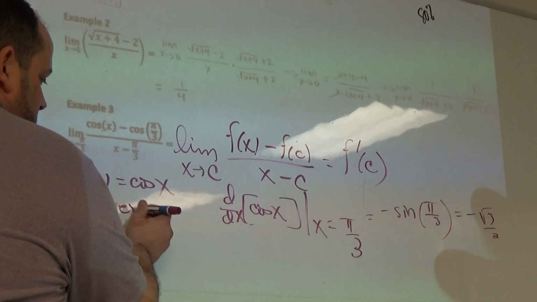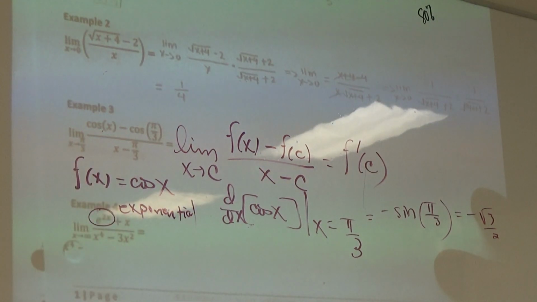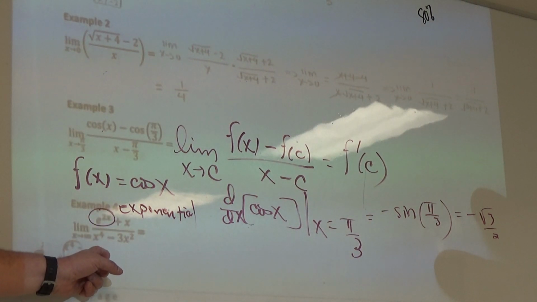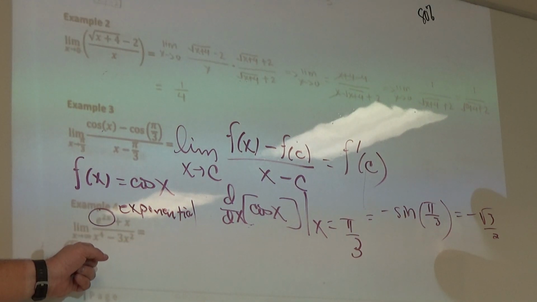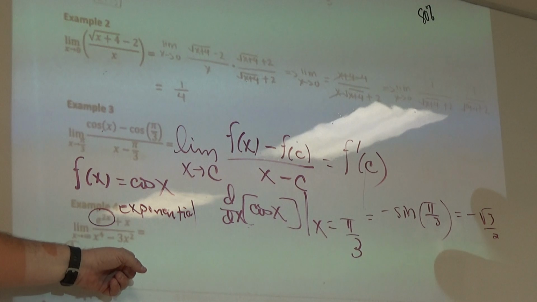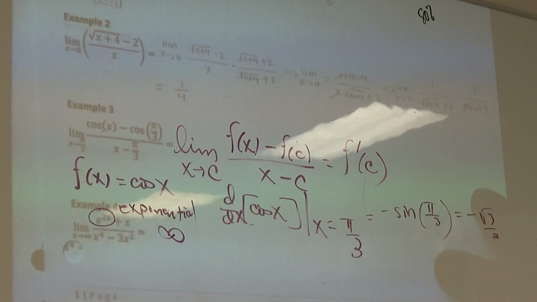It's because of that exponential. The exponential is the function that grows fastest of all. So if the top is exponential and the bottom is a polynomial, that means the top grows faster. And if I'm taking the limit as x approaches infinity, and the top grows faster, the final answer has to be infinity. Has to be infinity.